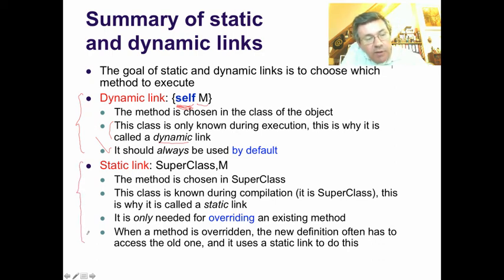The static link, denoted by this, chooses the method that exists in the superclass. This class is actually known during compilation because we know the superclass. That's why it's called a static link. This one is only needed for overriding. That means when you're redefining a method that existed in a previous version. That is the only occasion you need static links. So in fact, you almost never need them during normal execution. You only need them to make sure the inheritance works. But once the inheritance hierarchy is set up, you will always use dynamic links.